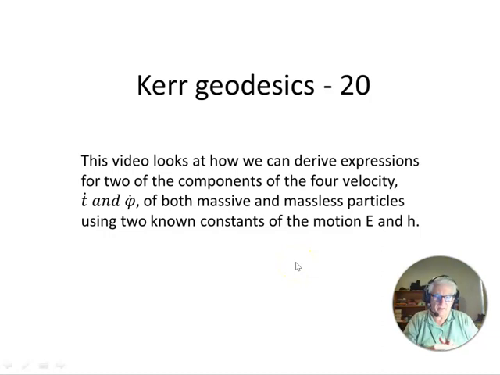So we want to find the components of the four-velocity, which is the derivative with respect to some parameter lambda of the motion of a particle in the vicinity of a Kerr black hole.